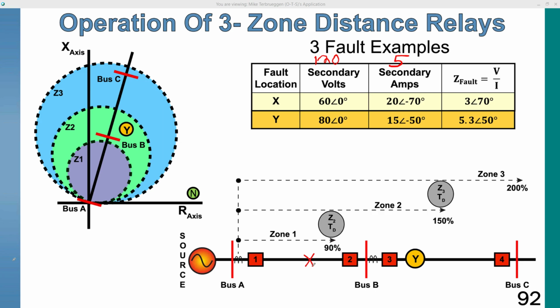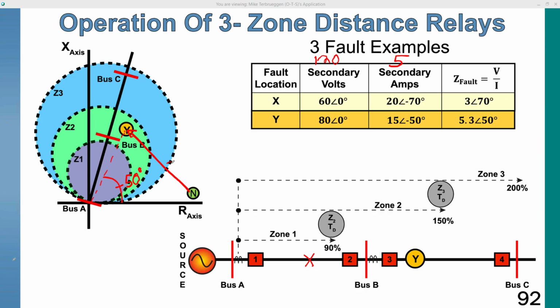Now you figure out what the impedance is. It's 5.3 at an angle of 50. And so I kind of drew a line there. That's a 50-degree angle there. And then the length of that line, what you call the apparent impedance, that's 5.3 units. So you started here and you went there.